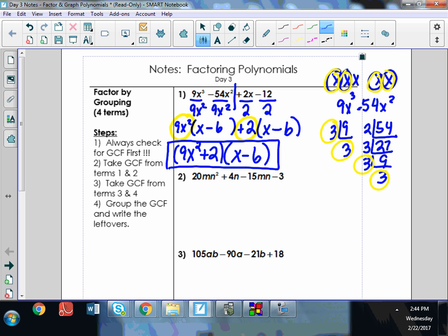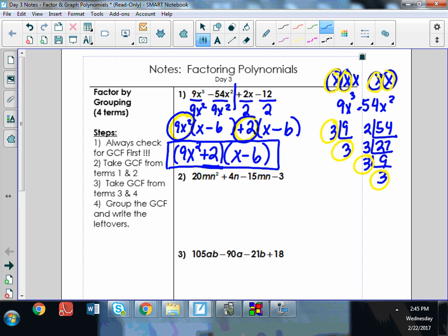Okay, look one more time. The 9x squared is multiplied by x minus 6. That's what this part means. This positive 2 is right here, and it's also multiplied by x minus 6. Do you see what I mean? So I take the greatest common factor in front, and I put them in one set of parentheses, and they're both multiplied by the factor that they have in common. Does that kind of answer your question?